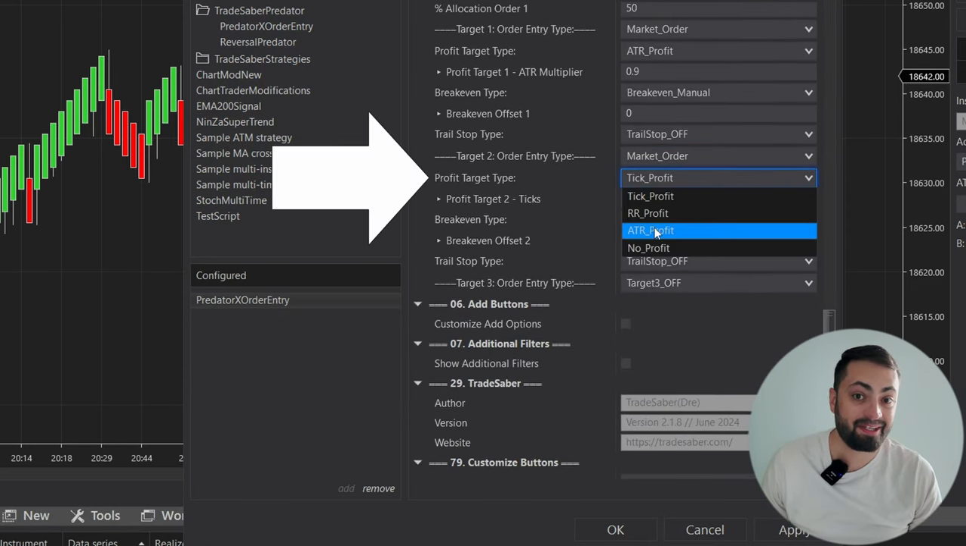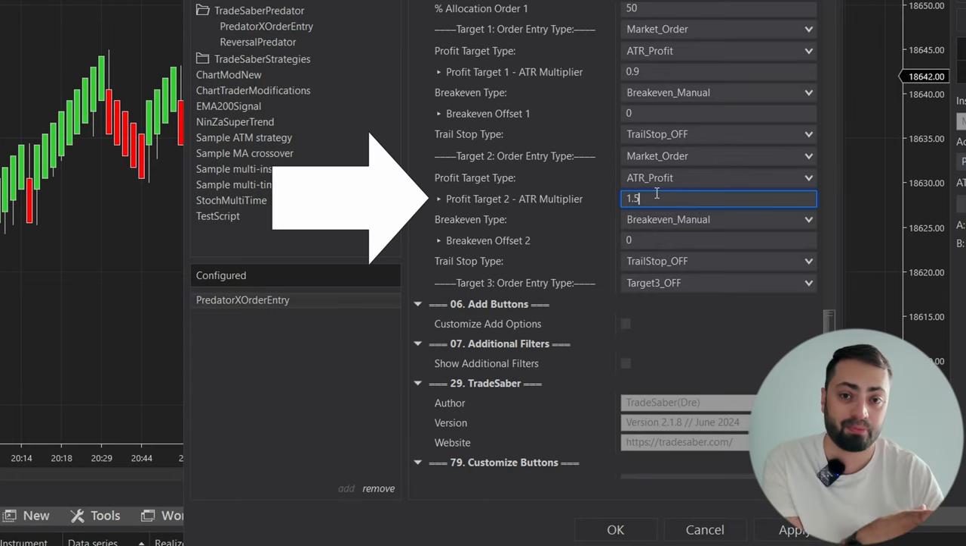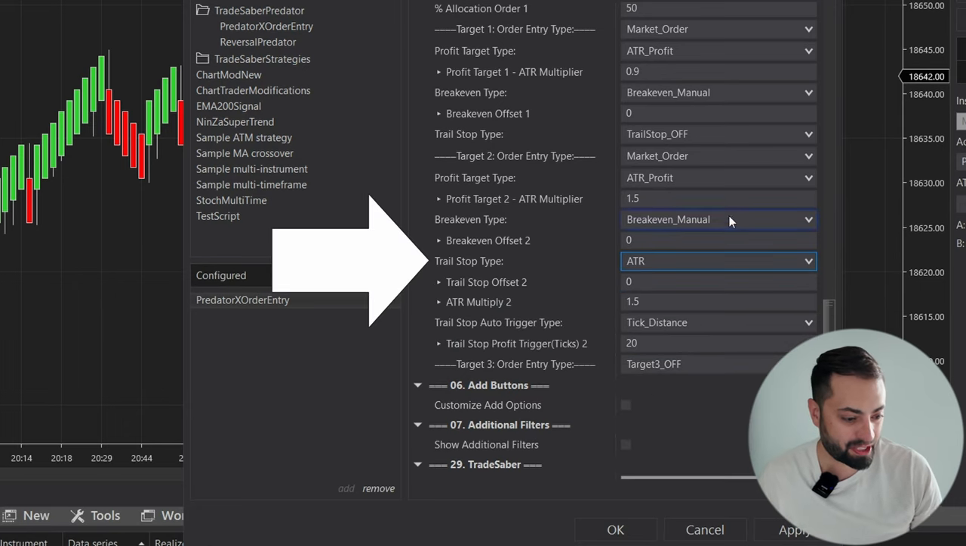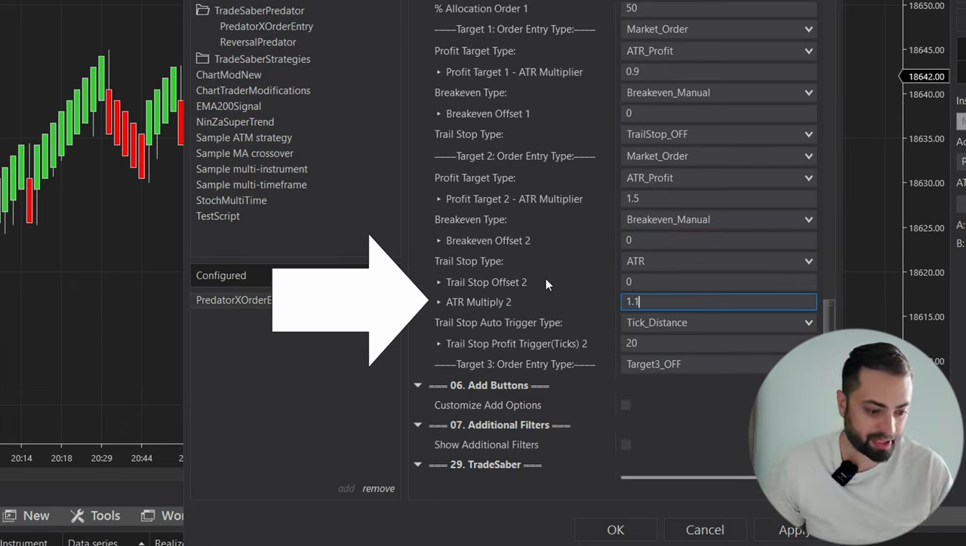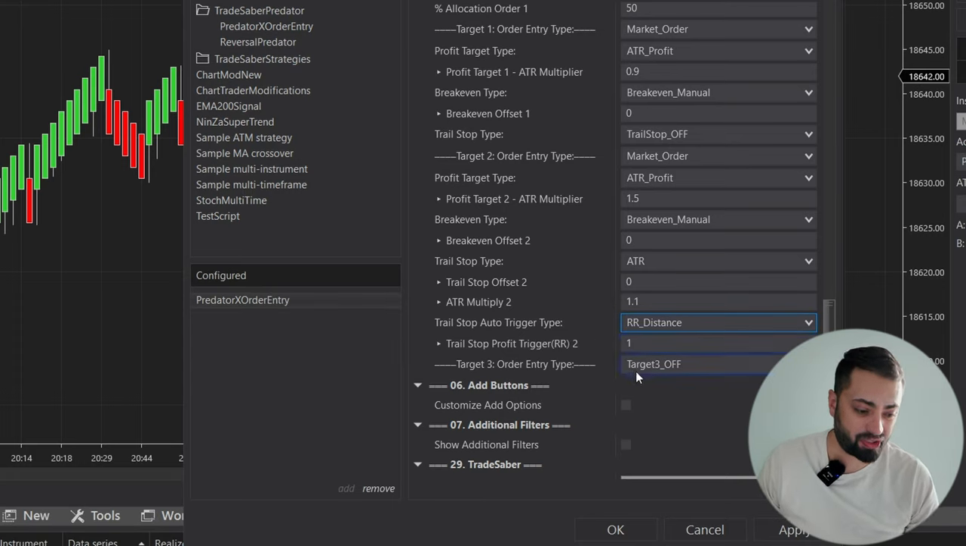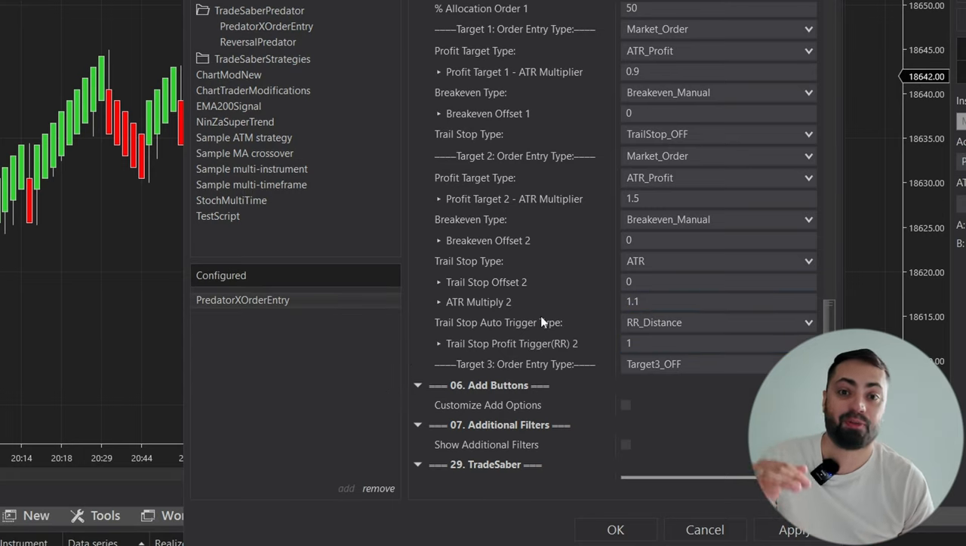Again, I'm going to do an ATR profit. This second profit target, I'm putting it a little farther away to capture a bit more profit. However, I'm not letting it go all the way back to my stop if the price reverses. So I'm going to set a quick trail stop. I'm going to trail it by 1.1 times the current ATR. And I'm going to start trailing this once it reaches my first risk to reward unit. And this is just the distance between my entry point and my initial stop, multiplied and added as a target. So once it reaches that point, it's going to trail by the current ATR multiplied by 1.1.